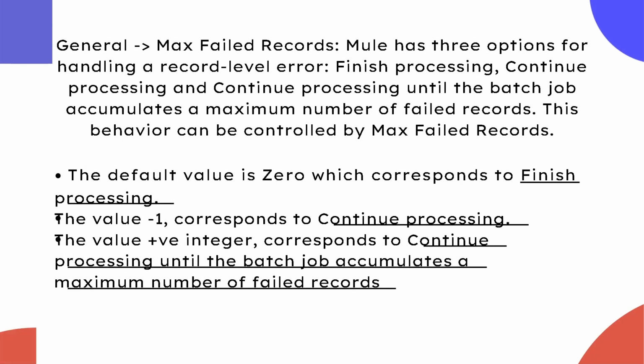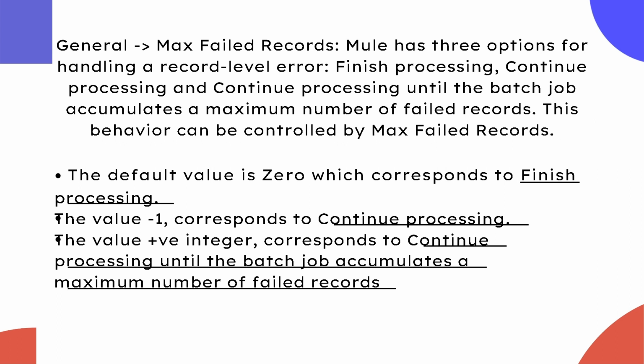So guys, from the definition it has been written, Mule has three options for handling a record level error: finish processing, and continue processing until the batch job accumulates a maximum number of failed records. This behavior can be controlled by max failed records.